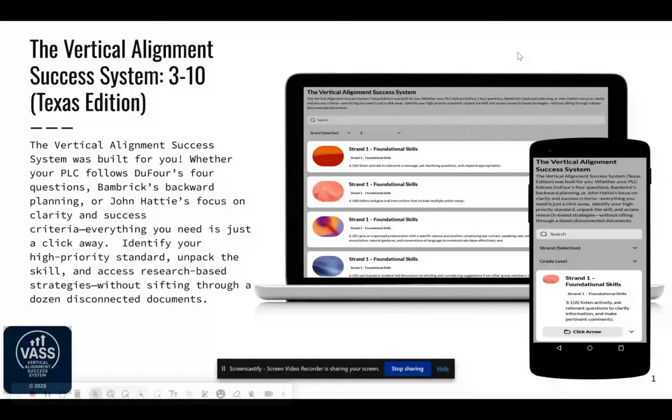Welcome to the Vertical Alignment Success System supporting grades 3 through 10, Texas edition. The Vertical Alignment Success System was built for you.